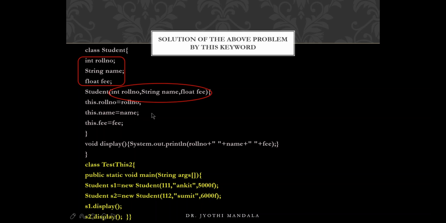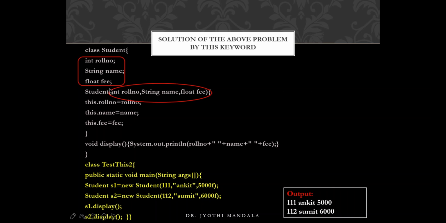If you have modified your program using this keyword, whatever output you are expecting will be displayed, and you will be getting an output of 111 Aniket 5000 and 112 Sumit 6000, whatever we were expecting in our last example.